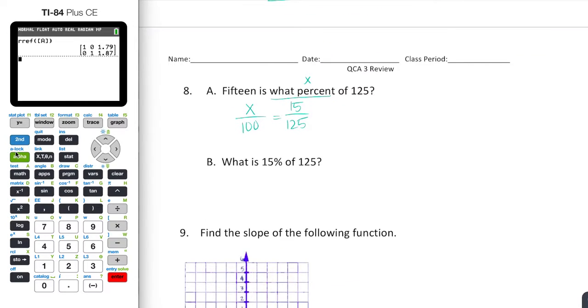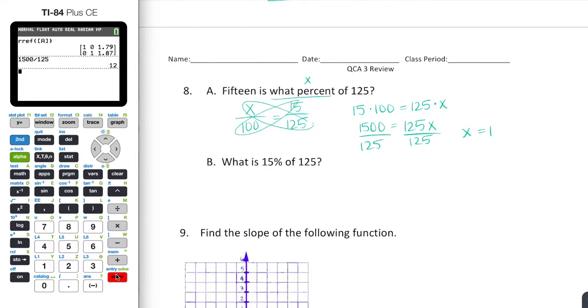We're going to go ahead and cross multiply. So we're going to have those two set equal to those two. So 15 times 100 equals 125 times x. So 15 times 100 is 1,500 equals 125x. Divide both by 125. And let's put that in the calculator. 1500 divided by 125. And x equals 12.